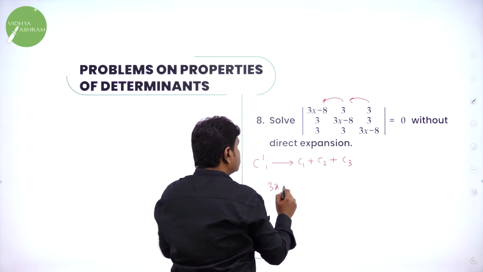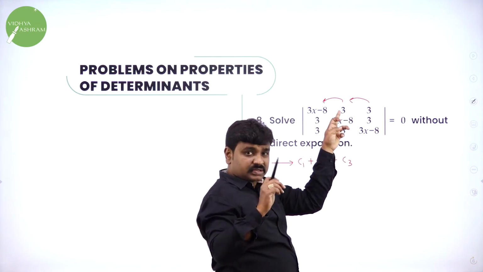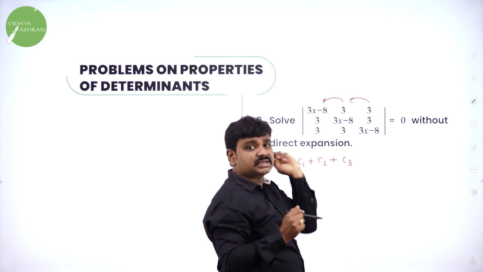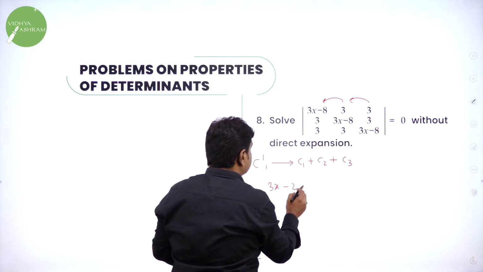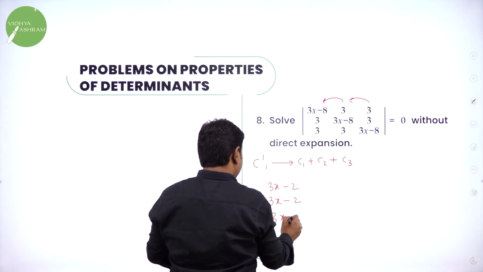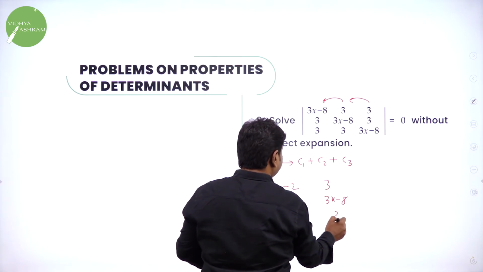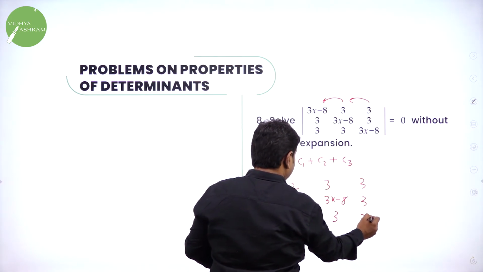3x will be as it is, minus 8 plus 3 plus 3, minus 8 plus 3 is minus 5, minus 5 plus 3 is minus 2. So it will become 3x minus 2. This will also become 3x minus 2. This will also become 3x minus 2. Second column don't disturb, that is 3 into 3x minus 8, 3, 3x minus 8.